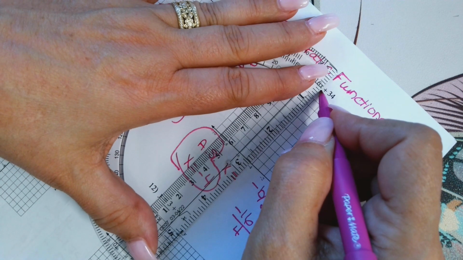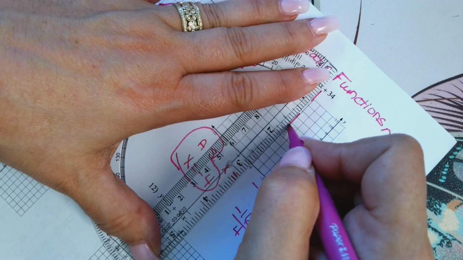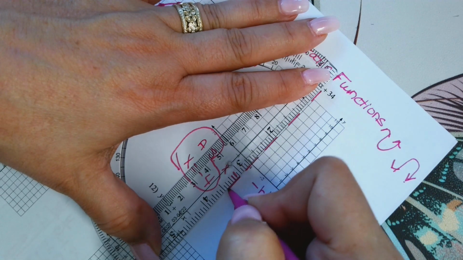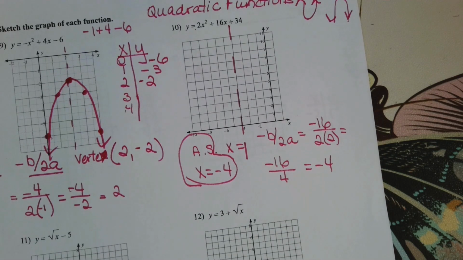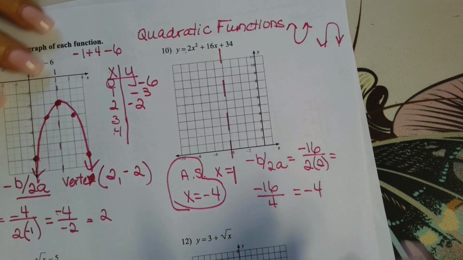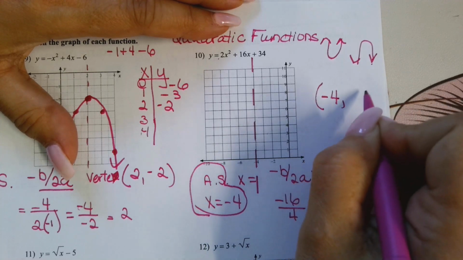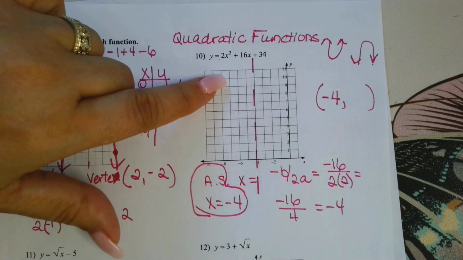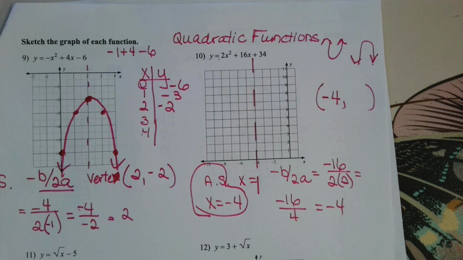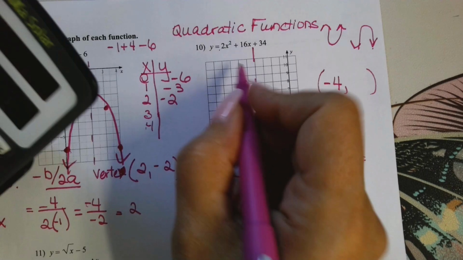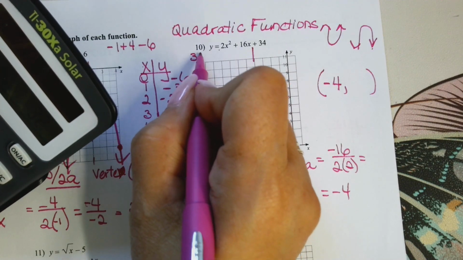So let's do that. And then we need to find our vertex. So the vertex is always on the axis of symmetry. So it's going to be -4 comma something. We have to go back up here and plug in -4. So -4 squared, that's 16 times 2. That's going to be 32.